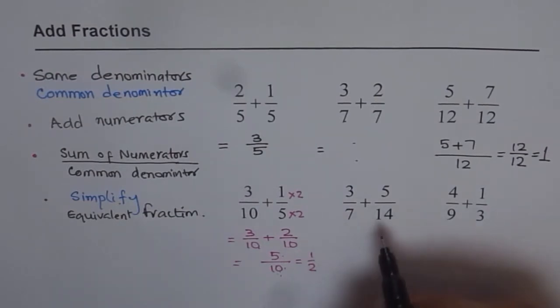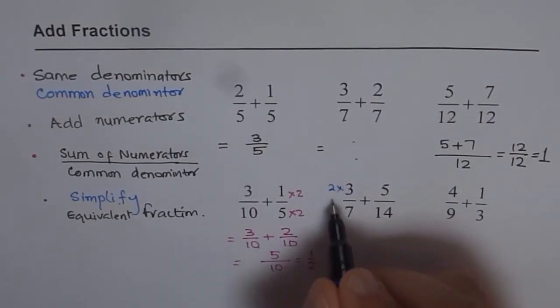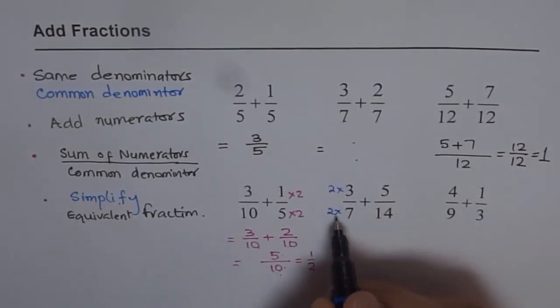Okay, so follow the same process here also. What is the common denominator here? Well, at present, denominators are different. They are 7 and 14. But we can make them 14. How? Multiply this by 2, this also by 2. We know 7 times 2 is 14. So you need to multiply both numerator and denominator.